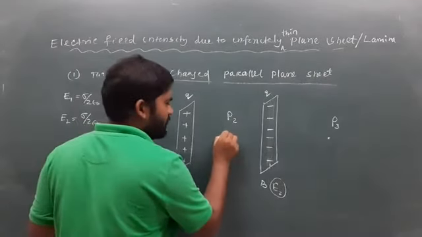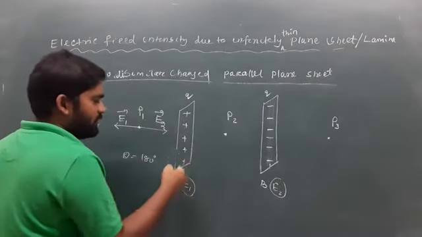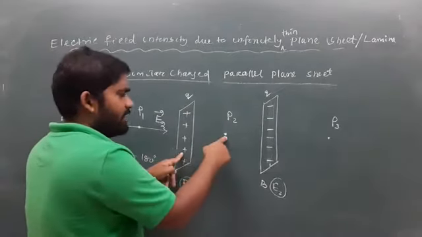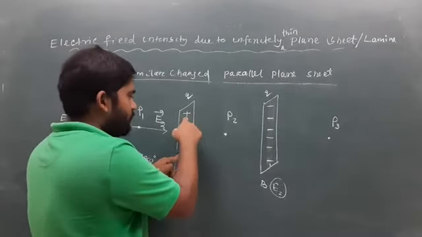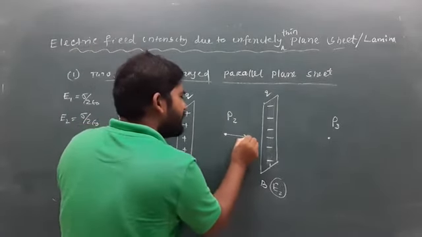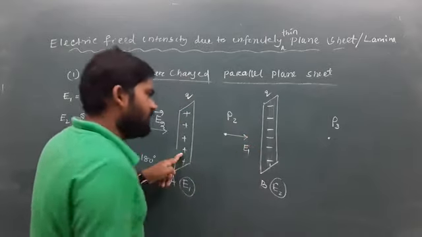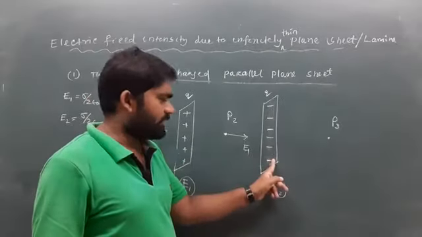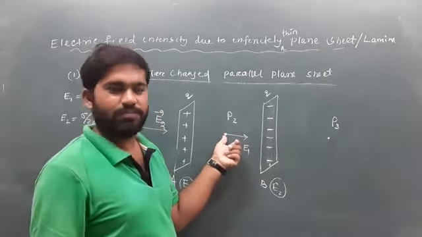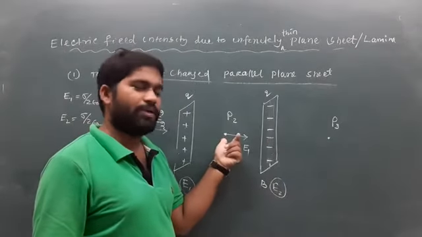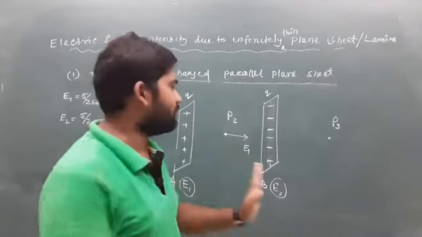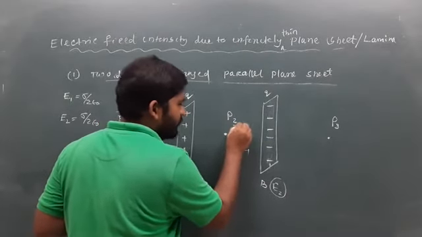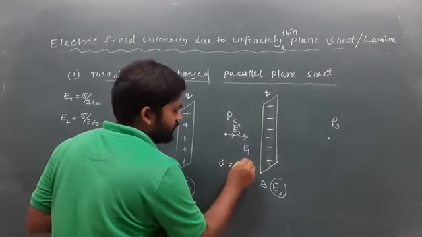Now come to point P2. At P2, if you observe the effect of the plus plate, this one is plus and there is a unit positive charge, so there will be a repulsive force, that will be E1 for plate A. But plate B is negative and there is a unit positive charge, so it will give an attractive force, that's why it is a negative charge plate, so that will be E2. So here theta equals 0 degrees.